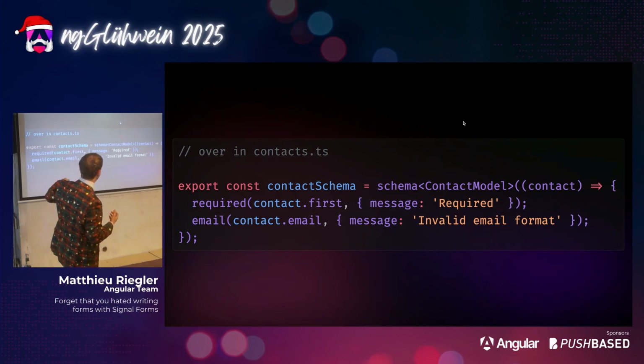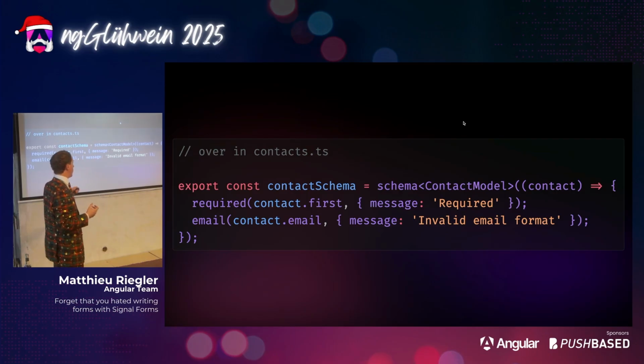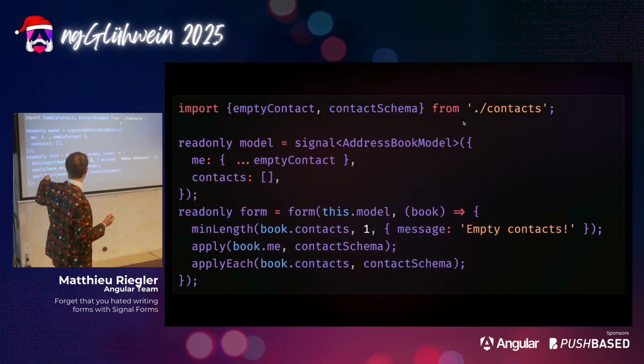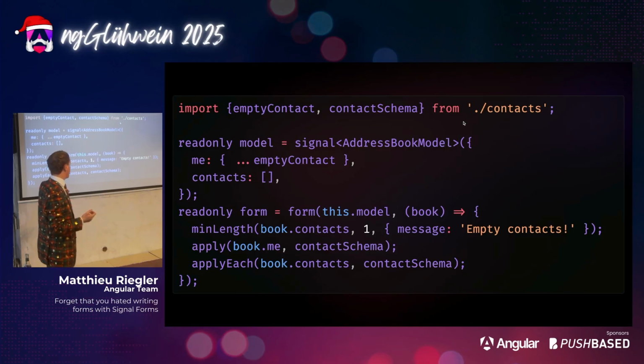You can create what we call a schema, which is basically a set of rules that can be used to check something. So here we say, okay, we have a schema that will allow me to check the validity of my contact model. Whenever I get a contact, I will check that the first name is there, so it's required, and we'll also check that the email is valid. In both cases, again, you can set a custom error message if you want to. That function can then be used with the function apply, and you'd say, okay, from my address book, me, so I'll check myself against the contact schema.